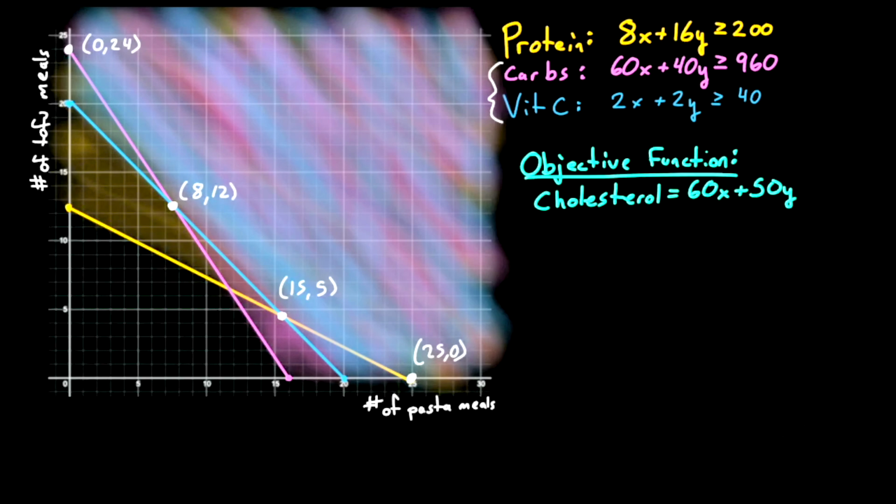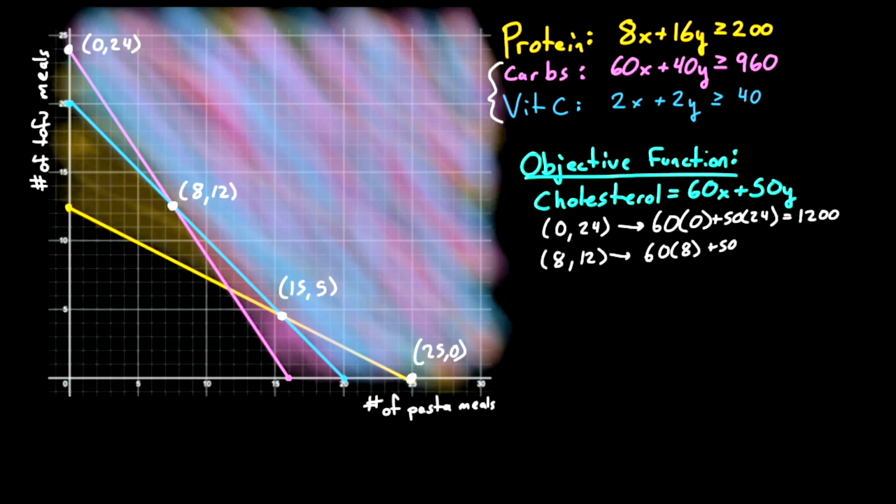So the last thing we have to do is plug them all into this objective function and see which one minimizes the amount of cholesterol. So I'll start with the point 0, 24. If I were to plug that into this function, that would be 60 times 0 plus 50 times 24, which is 1,200. If I plugged in the 8, 12, that would be 60 times 8 plus 50 times 12, and that gets you 1080. The next one I'll try is 15, 5, so that would be 60 times 15 plus 50 times 5, which equals 1,150.